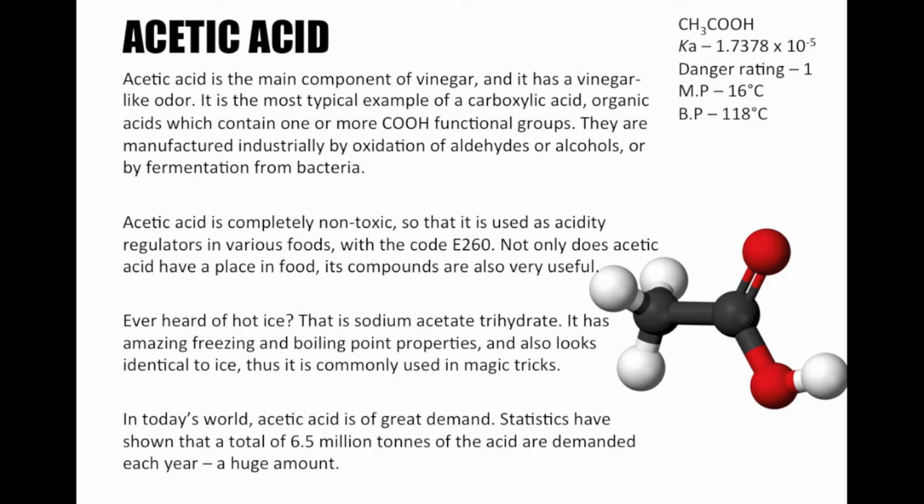It is the most typical example of a carboxylic acid. Organic acids contain the COOH functional group. They are manufactured industrially by oxidation of aldehydes and alcohols, or by fermentation from bacteria. Acetic acid is completely non-toxic, so it is used as an acidity regulator in various foods, with the code E260. Not only does acetic acid have a place in food, its compounds are also very useful.